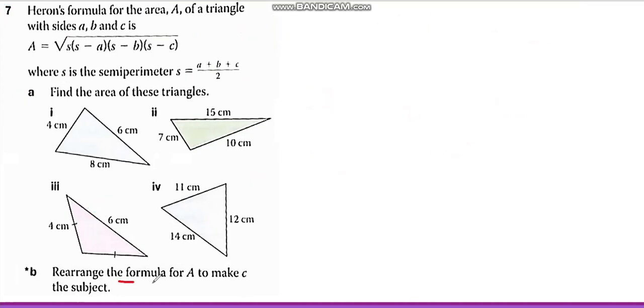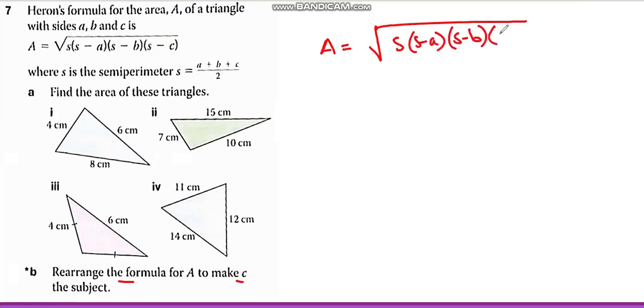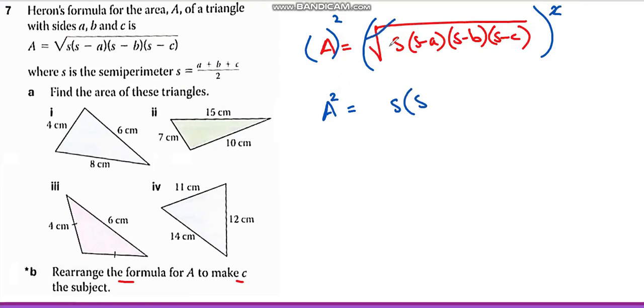In B part, they want us to rearrange the formula and make C the subject. So again, the formula is A equals root of S into (S minus A) times (S minus B) times (S minus C). So if we want to make C the subject, first we need to remove the square root. So we will take square on both sides and we will get A squared equals S into (S minus A) times (S minus B) times (S minus C). Basically here the square root is being cancelled with a square.